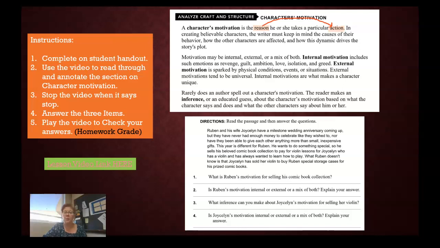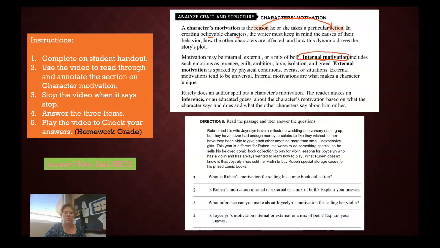A character's motivation is the reason for the action, and writers need to build characters that are believable for us to really be into them and interested in what is happening with them. So they need to think about the character's motivation and show that through what the character says and does. Now, again, I wanted to remind you there are 2 types. This is going to be important today.